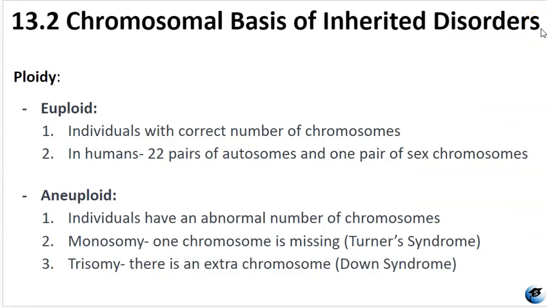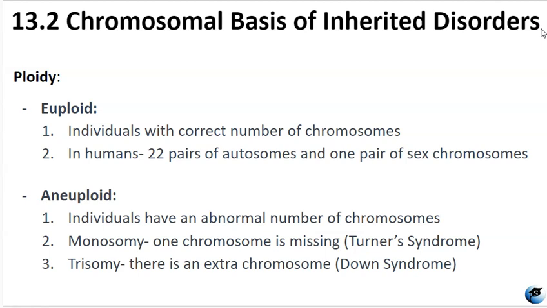Let's talk about ploidy and some of the terminology around it. So we have euploid, aneuploid, and polyploid, and these are all terms that are used to describe different chromosome conditions. Euploid refers to individuals who have the correct and balanced number of chromosomes for their species. In humans, euploidy corresponds to having 22 pairs of autosomes, which are the non-sex chromosomes, and 1 pair of sex chromosomes, and the total is 46 chromosomes in each cell nucleus.